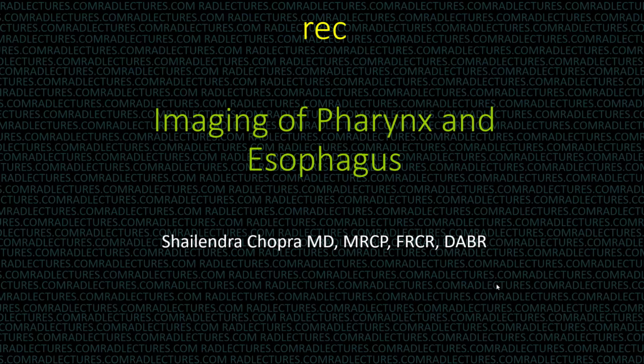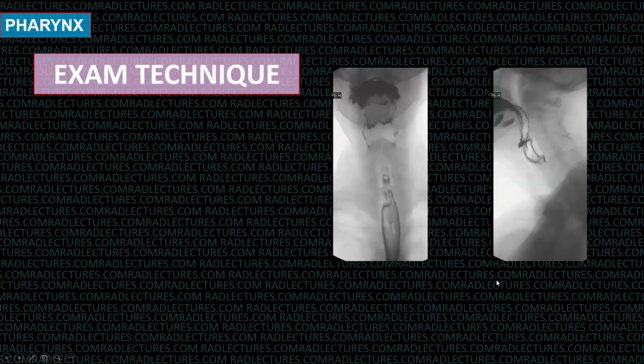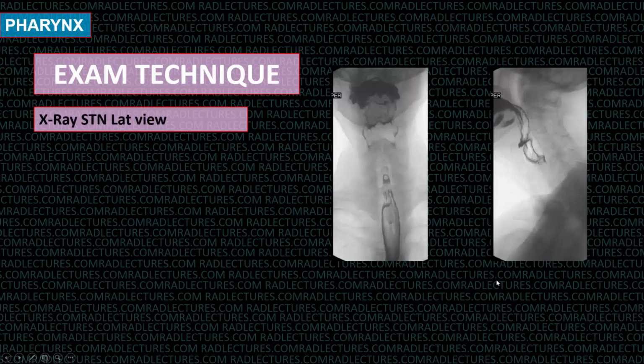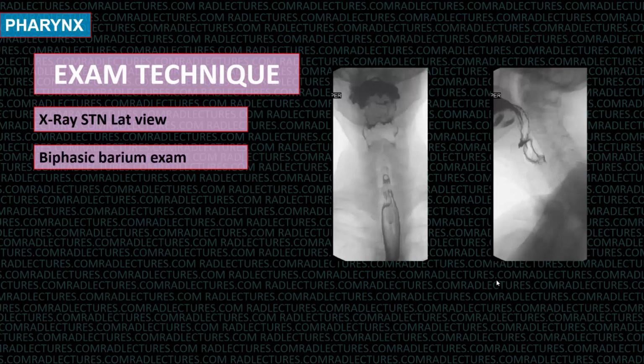Okay, so starting with the pharynx, first thing we need to talk about is the exam technique. We did talk about it in one of the previous lectures, but I'll go through this again. So you can do an X-ray of the soft tissue of the neck, lateral view. That is a good exam for some things in the pharynx, particularly when you're looking for soft tissue and for foreign bodies. After that, when you do the barium exam, it is done as a biphasic barium exam.